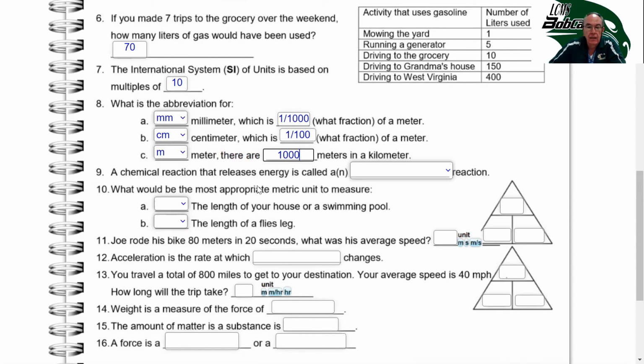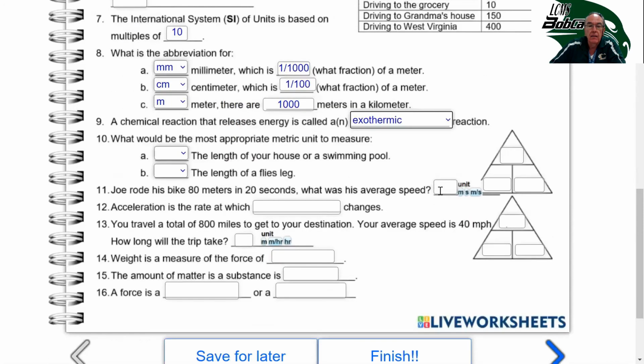Chemical reaction that releases energy. Release means the energy comes out. Okay. Coming out is exiting, so it would be exothermic.